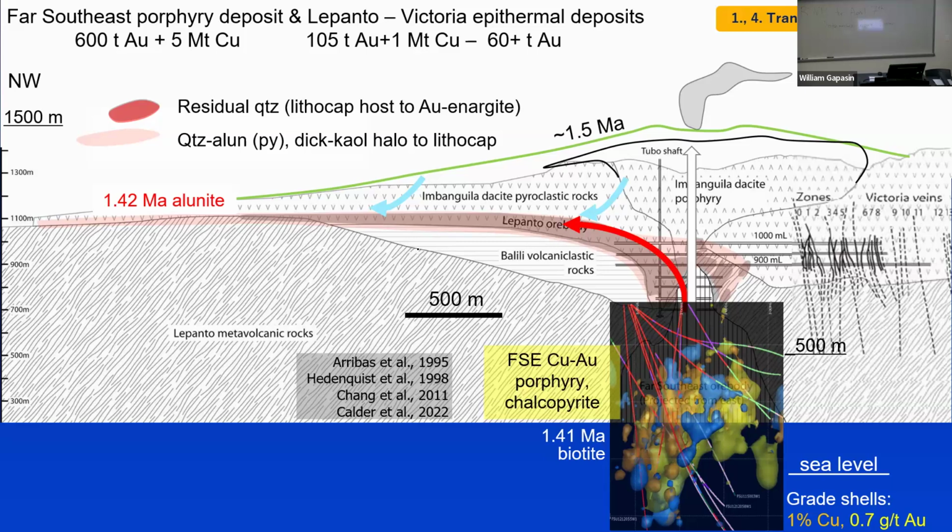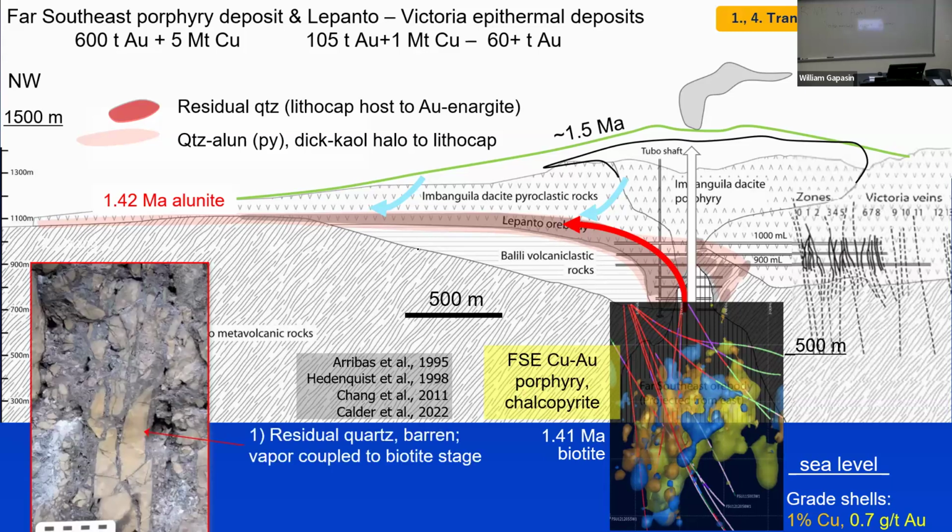The same ages. Why? Because they're coupled in terms of process. The vapor, the stench from the fluids creating the biotite, is what's creating the alunite. Subsequently, that's what created this residual quartz barren stage, vapor coupled to the biotite. This was photographed by Zhaoshan Chang, who worked on this deposit.